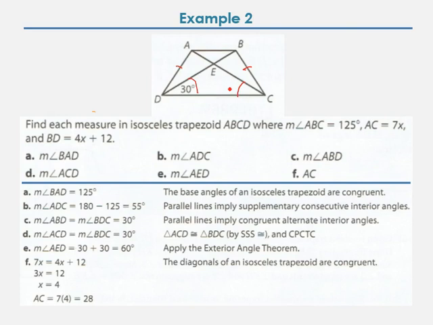It says the measure of angle ABC is 125 degrees. So that's for this angle, the total angle right here. This diagonal AC equals 7x. So AC is 7x. And BD, the other diagonal, is 4x plus 12.